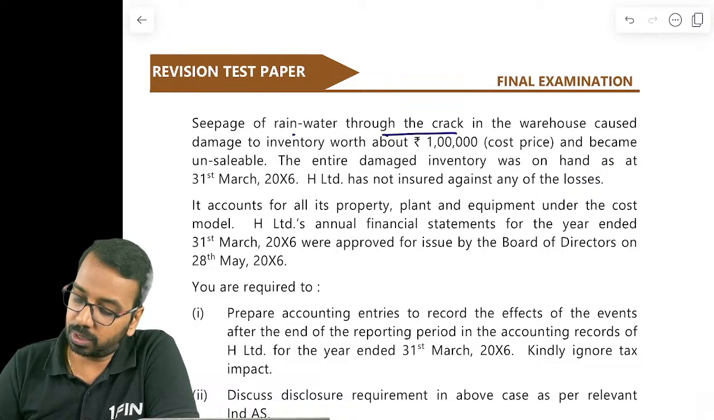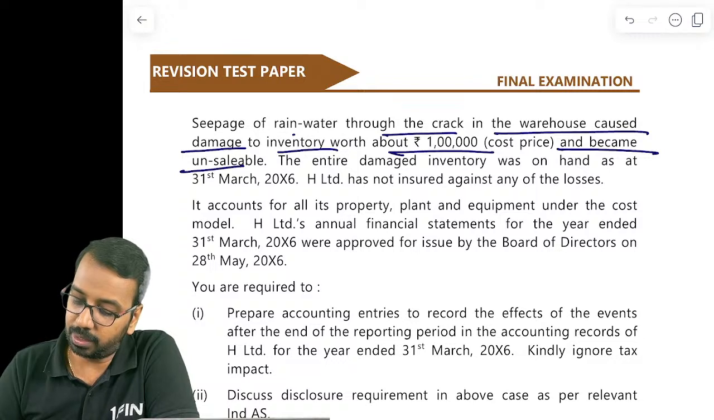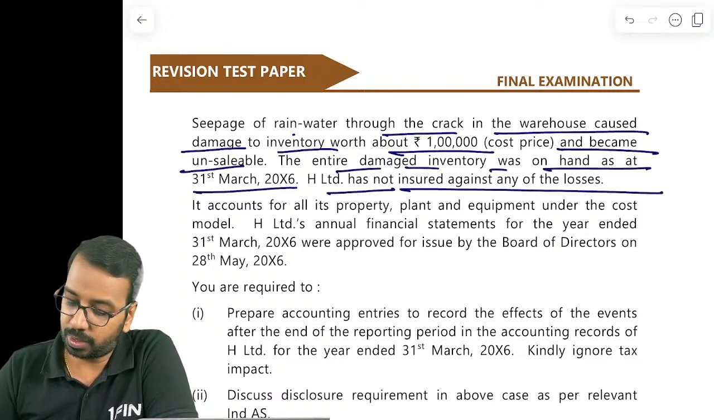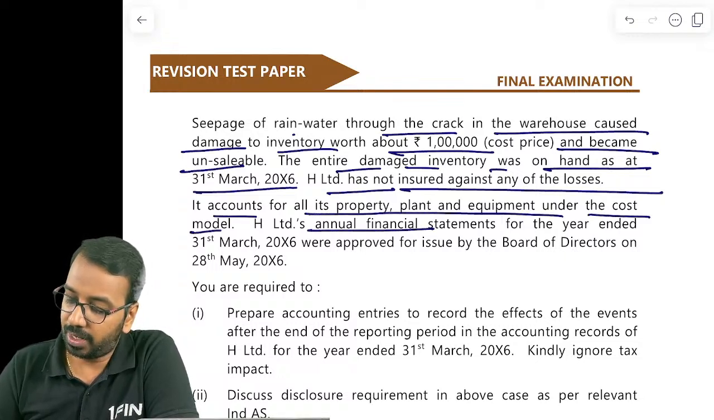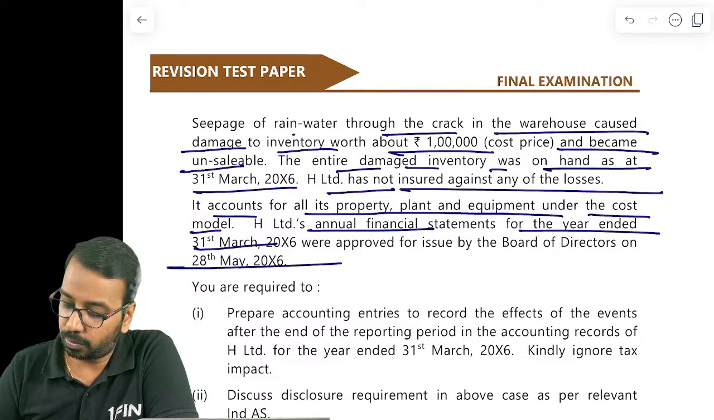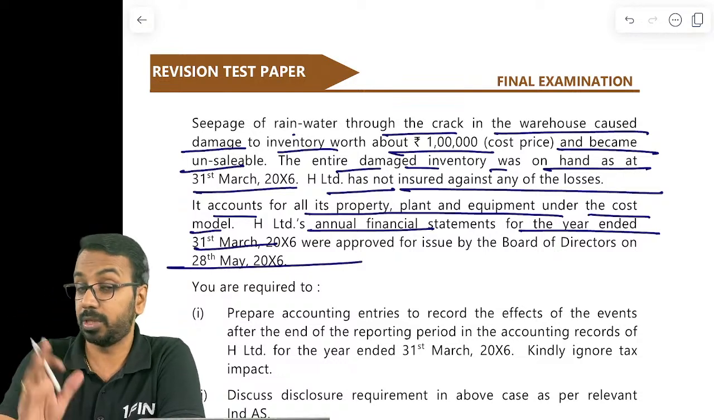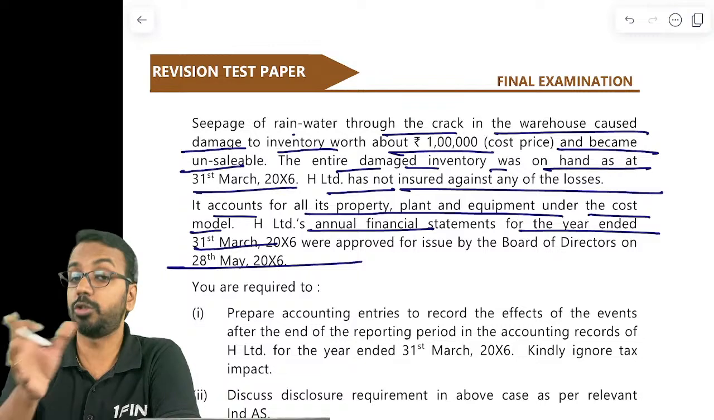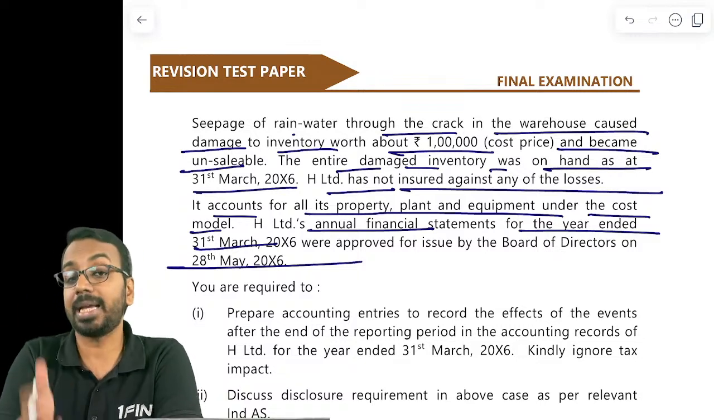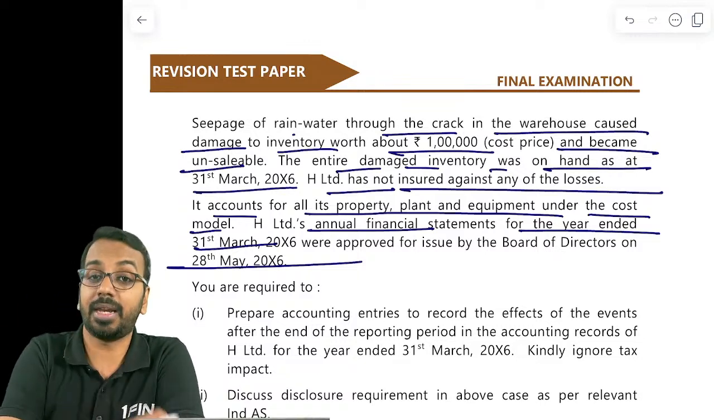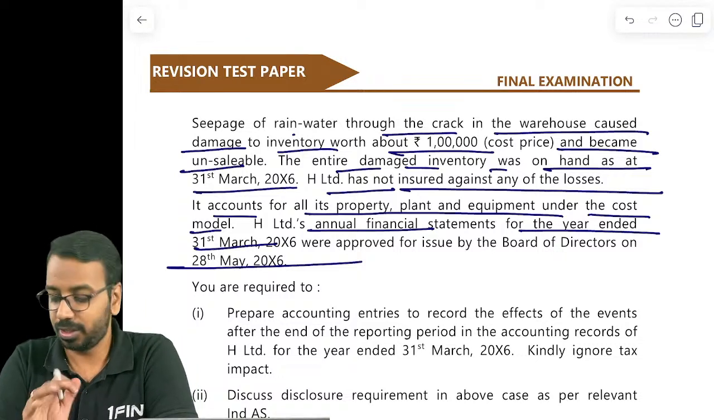Seepage of rainwater through the crack in the warehouse caused damage to inventory worth 1 lakh and became unsaleable. The entire damaged inventory was on hand as of 31st March. H Limited has not insured the property. It accounts for all property, plant and equipment under the cost model. Annual financial statements for the year ended 31st March were approved on 20th May. So the event happened before this. Evidence came before that. So do you need to go back and adjust? Yes, you have to go back and adjust it in the financials ending 31st of March of year 6.